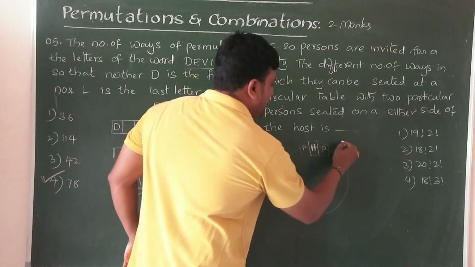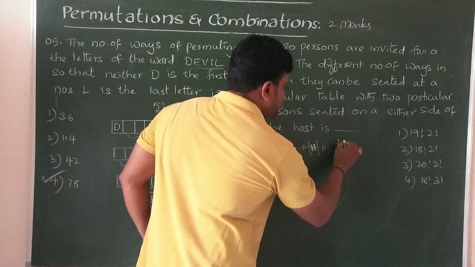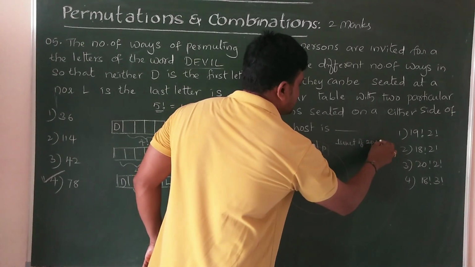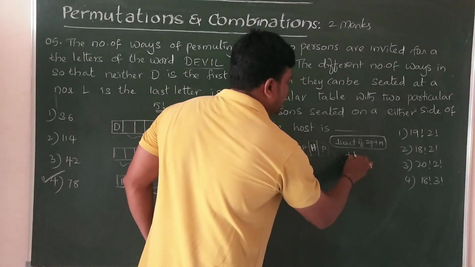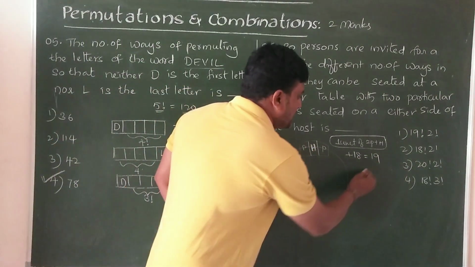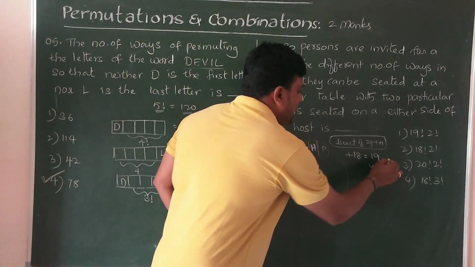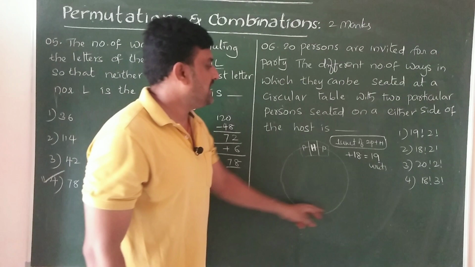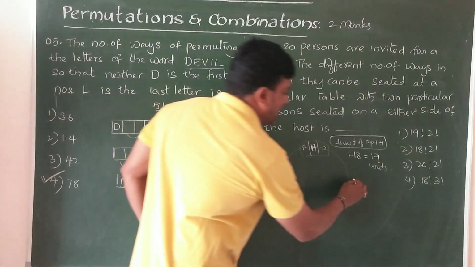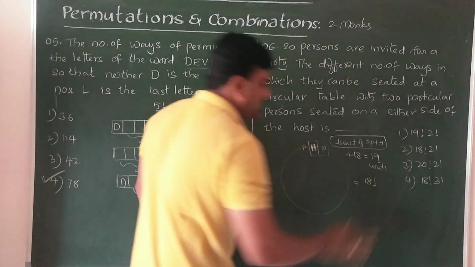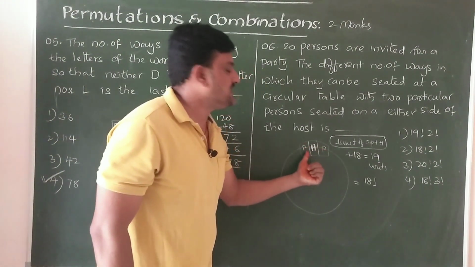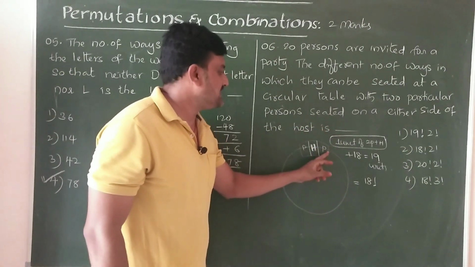Okay. Now 1 unit of 2 persons with the host. Yes sir. And the remaining 18, total 19 units can be arranged in a circular table in how many ways? 18 factorial ways. Okay. Now after that, these 2 particular persons can be seated in 2 factorial ways among themselves.